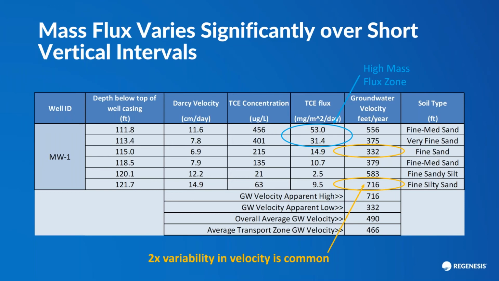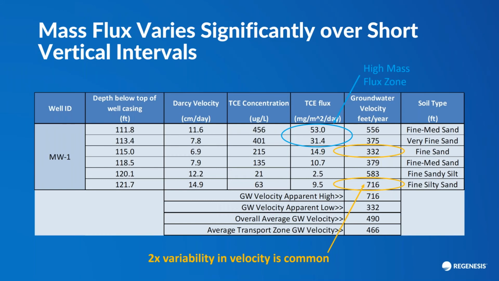But if you'll notice, the high mass flux zone is really up near the highest, but not the highest. And I think it's really important that there's no rule that says hydraulic conductivity and velocity are always going to be your high mass flux zones. If you made that assumption, you would probably be missing that zone between 111 and 113 feet, or you might not be applying as much material as you should be.